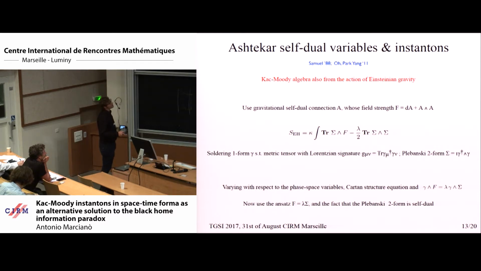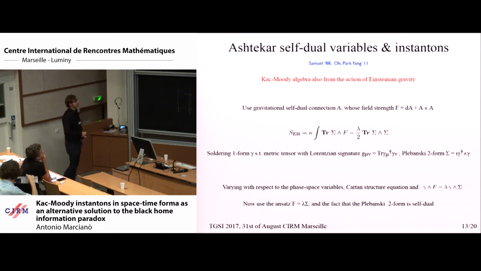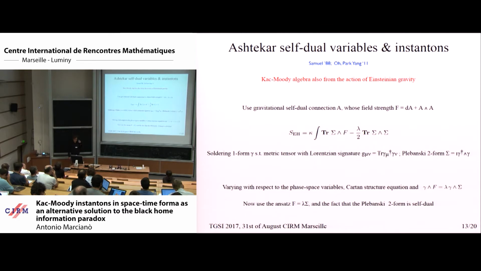So basically, you have the Gauss constraint and the Cartan structure equation. The ansatz F equals lambda sigma allows you to solve the other equation of motion. This is also telling you that in this context, the Plebanski two form is self-dual. I should say this now, because on shell, in 4D, the internal Hodge dual and the external Hodge dual are proportional in this case. It would not work otherwise in any dimensionality.